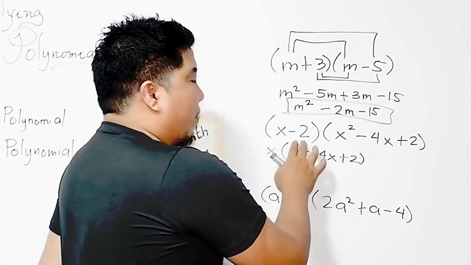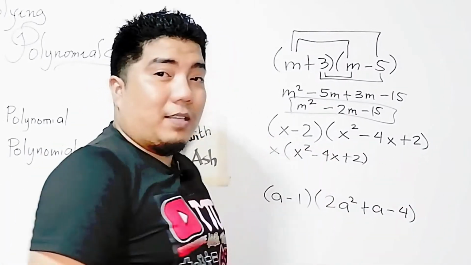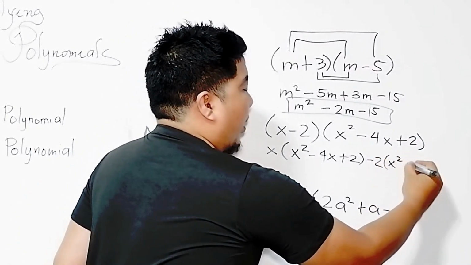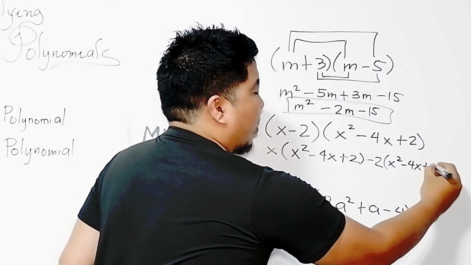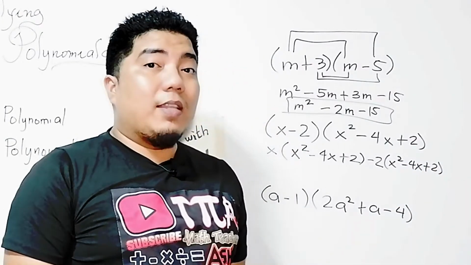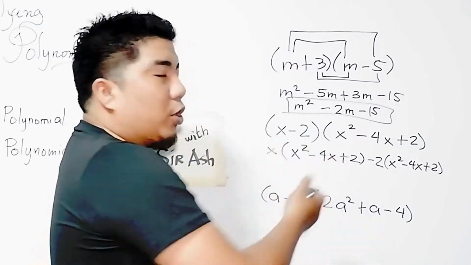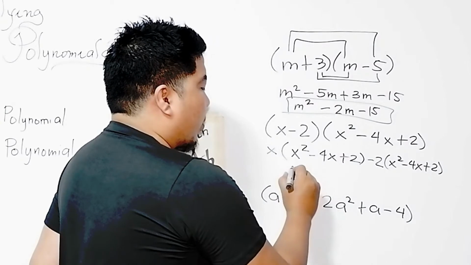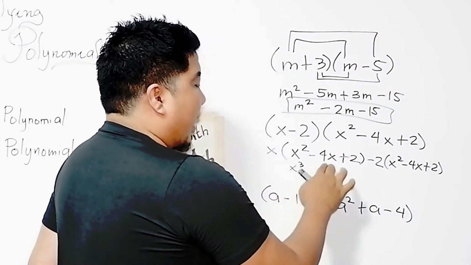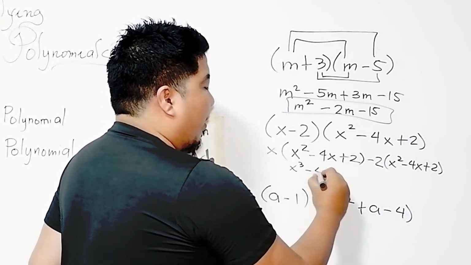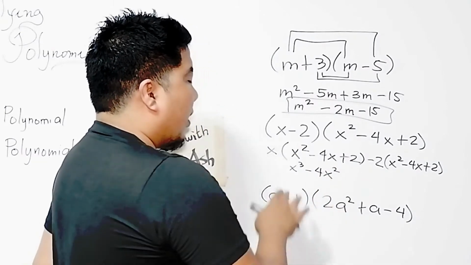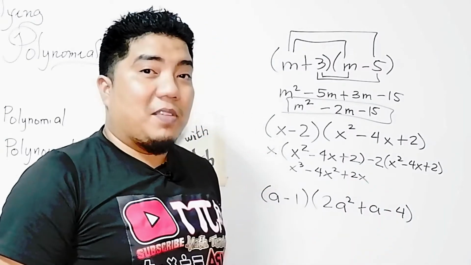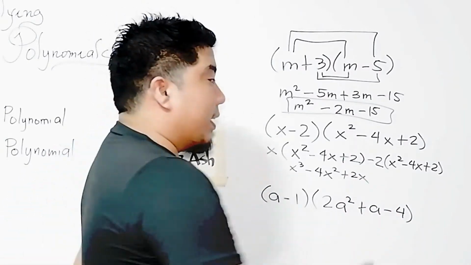And then we have negative 2 multiplied to these 3 terms again. So, we have negative 2 times x squared minus 4x plus 2. This is still the horizontal method. Okay. So, now, you can apply the distributive property easily. We have x times x squared, that is x cubed. X times negative 4x, that will give you negative 4x squared. X times positive 2, that is positive 2x. Easy, right? Okay. Next, we have the second group.